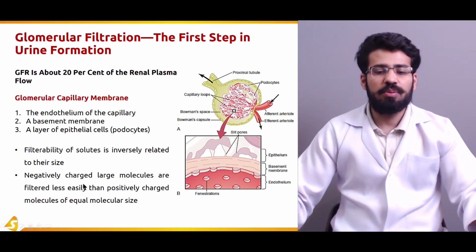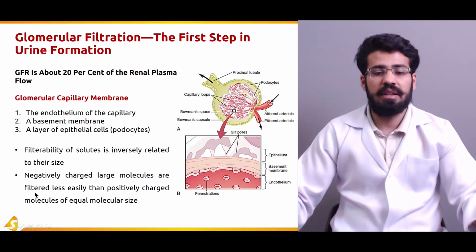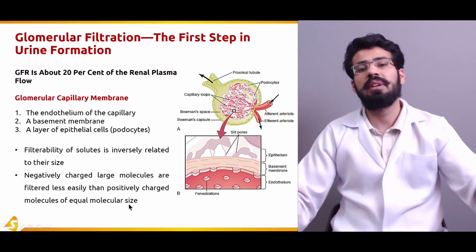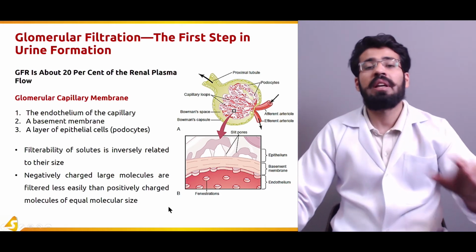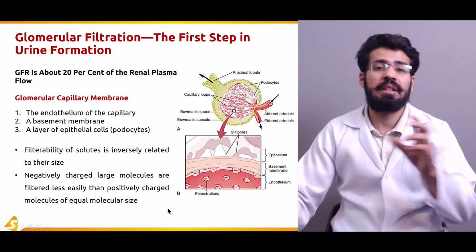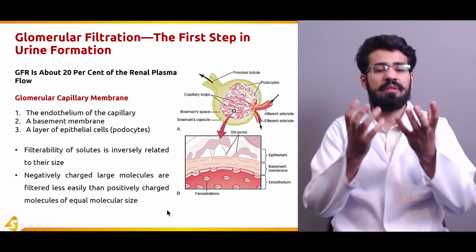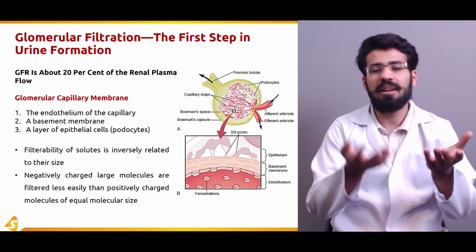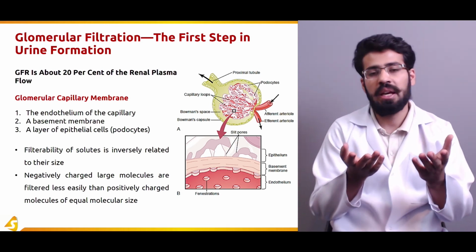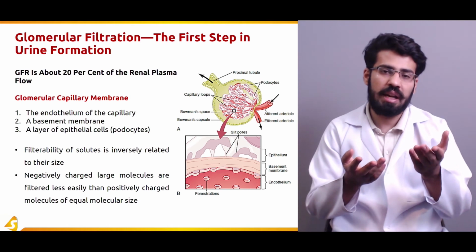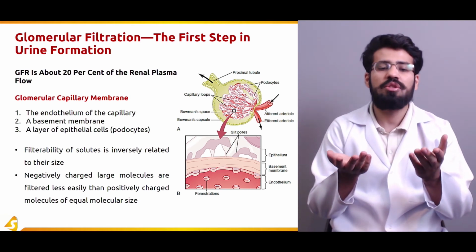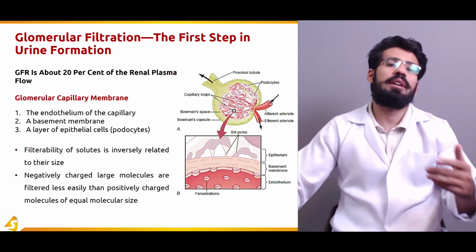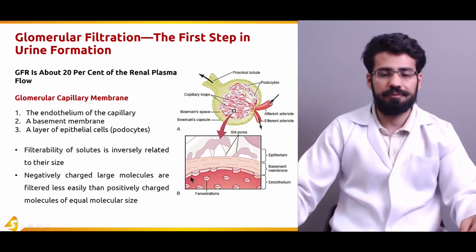The negatively charged molecules are less filtered than the positively charged molecules. I'm going to discuss its reason in the coming lectures. This is assuming that they have the equal molecular size. So if you have two particular things with the same molecular size, molecule A and molecule B, but molecule A has a positive charge and molecule B has a negative charge, then molecule B will be less likely to be filtered as compared to molecule A.